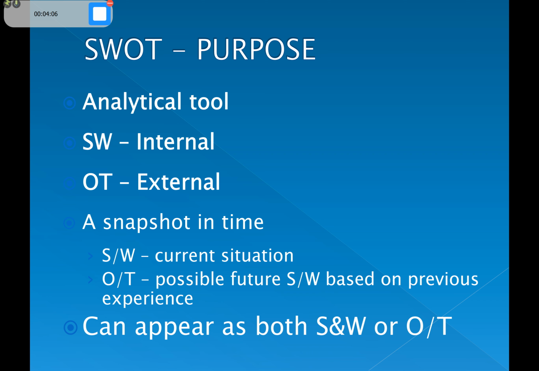So your strengths and weaknesses tend to be the situation currently for you. Your opportunities and your threats are things that are potential in the future to become your strengths and weaknesses. So they're opportunities that you can grab a hold of, take advantage of. And the threats are things that you have to be aware of, that you identify that could interfere with your plans.